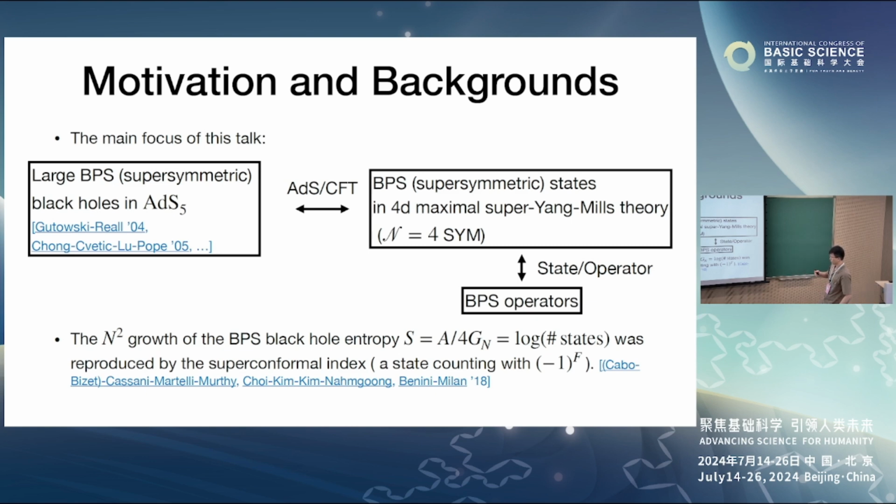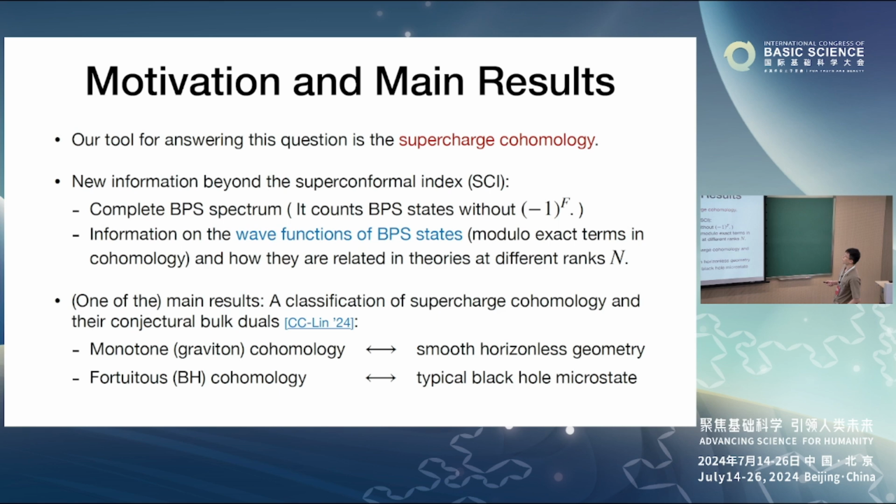Now we turn to the next question: what are these black hole microstates? The main tool that I will use in my talk to answer this question is something called supercharge cohomology. I will introduce it later. The supercharge cohomology contains new information beyond the superconformal index that was used to count the states. First, it contains complete BPS spectrum information, and it can count the BPS states without the (-1) to the F. So it's an absolute counting.